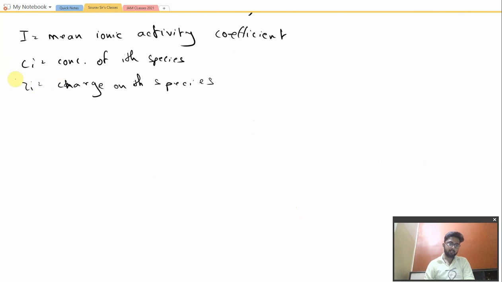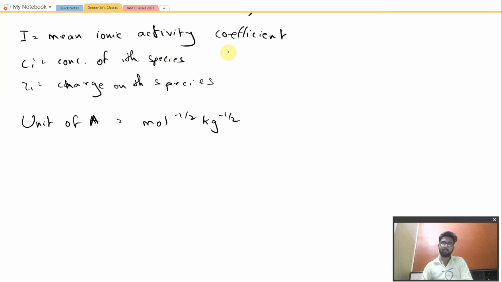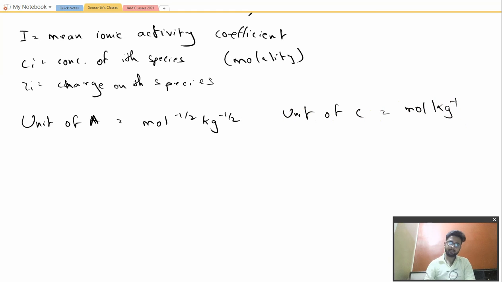The unit of A here is mole to the power half, kg to the power half, because we are taking the concentration term, the Ci, to be in molality. So the unit of C would be moles per kg, as the unit of molality is taken. Z is unitless because it is just the charge of the species.